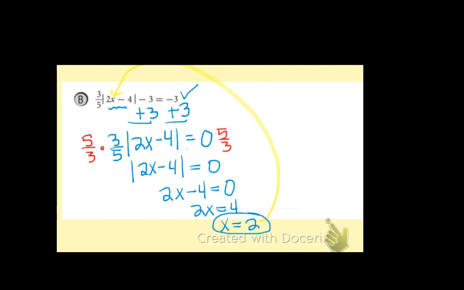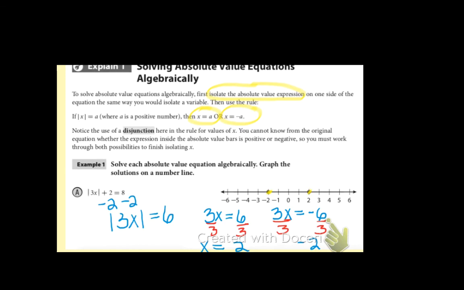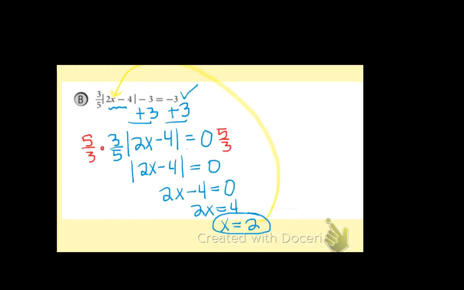So this time if we were to graph the solution on a number line, instead of there being 2 points as there was in the prior example, there's simply going to be 1 point, and it will be at x equals 2.